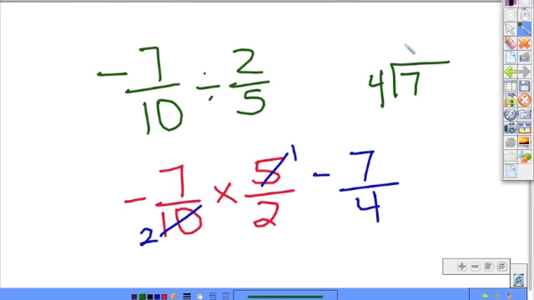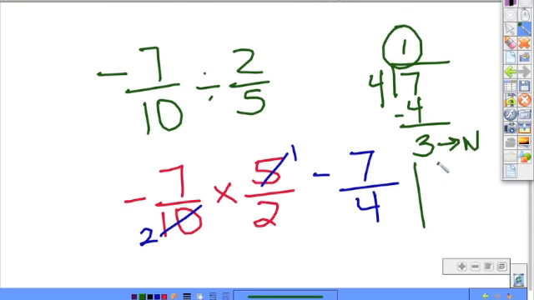4 goes into 7. Let's see. Once. Okay, we get 4, which gives you 3. So this is your large number, 1. This is your numerator. And this is your denominator.